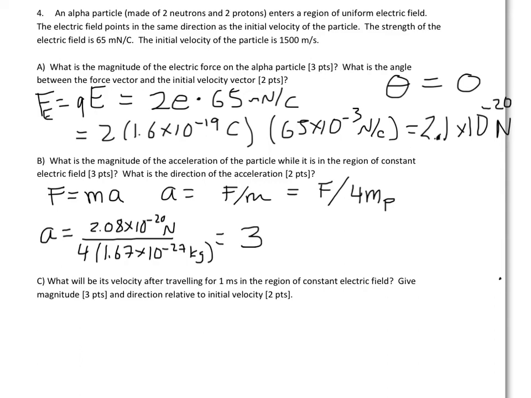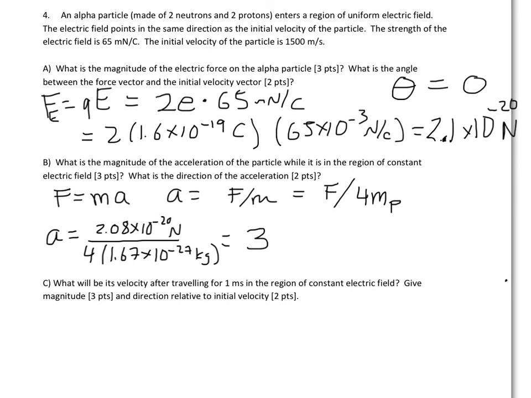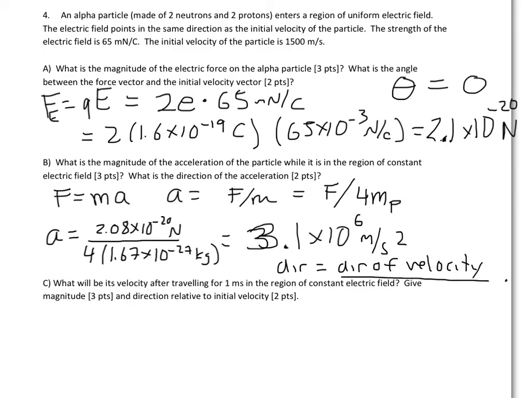And that answer is 3.1 times 10 to the 6 meters per second squared. Now, since the direction of the force is in the direction of the velocity, we can say the direction equals the direction of velocity. So the acceleration is the same direction as the force, of course, and it's in the same direction as the initial velocity.